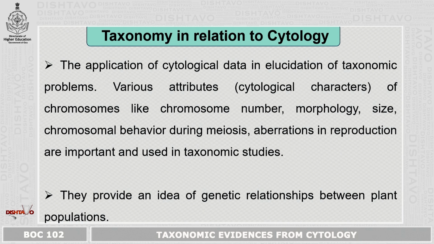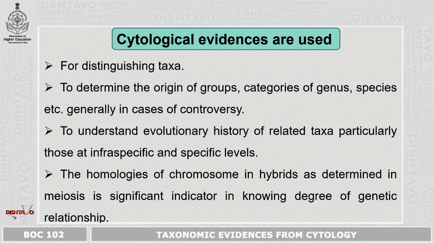Taxonomy in relation to cytology. The application of cytological data in elucidation of taxonomic problems. Now, there are various attributes, students, the cytological characters of the chromosomes, like chromosome number, morphology, size, behavior during meiosis, aberrations in reproduction, and these are all important and used in taxonomic studies. They provide an idea of genetic relationship between plant populations.